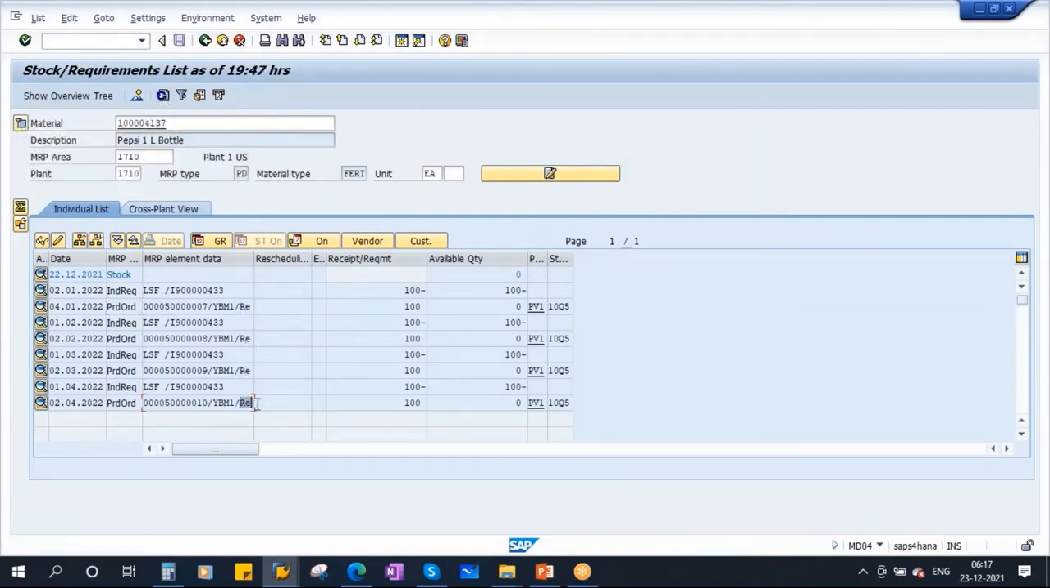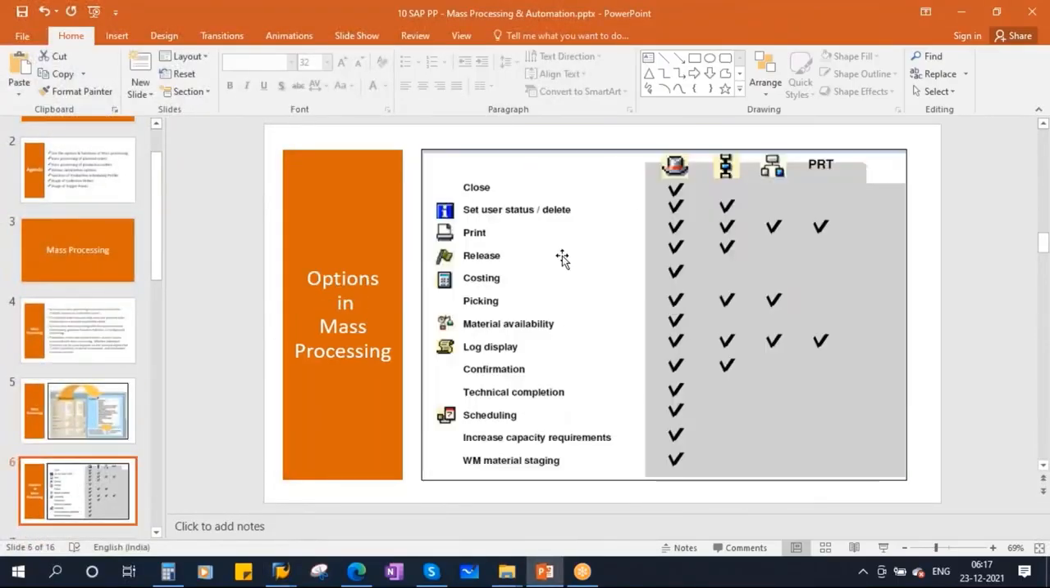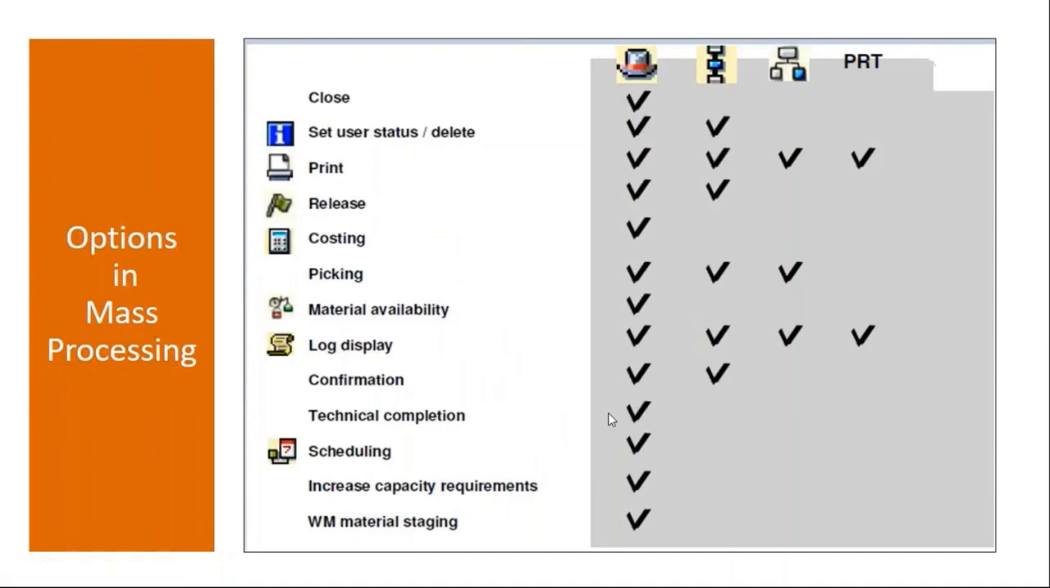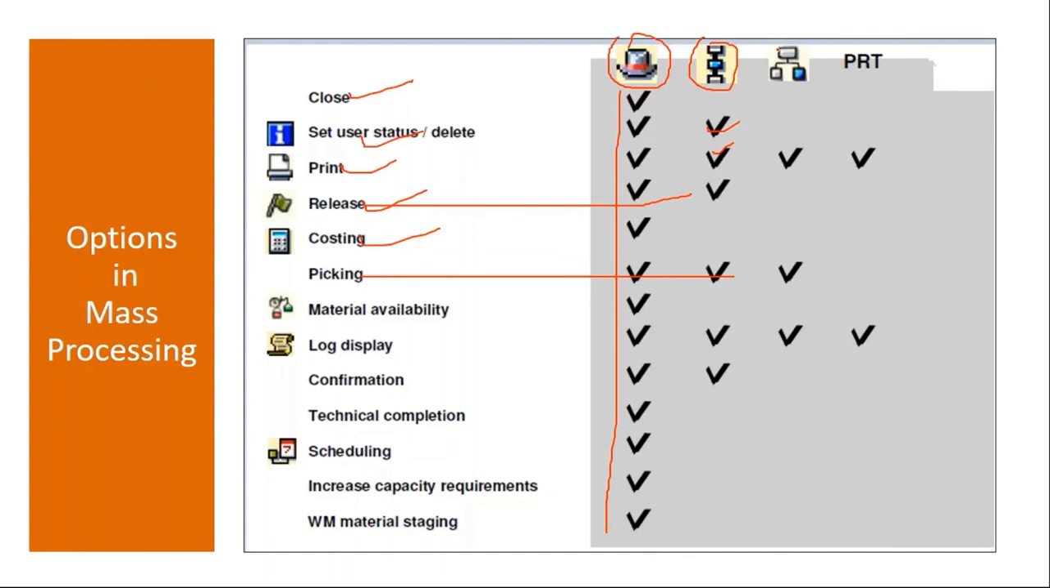This is how mass processing is executed. Basically it will save your time. You can carry out various functions using mass processing. I showed you release. At header level, you can do all these functions: closure, set some user status, printing, costing. For operations, you can carry out only these functions, whereas for BOM components, you can do these functions. Based on the list you select, you can execute the functions.